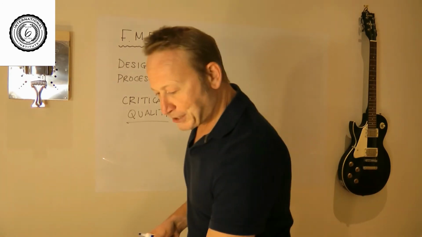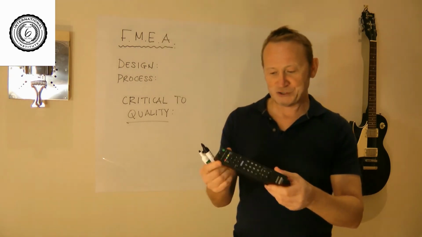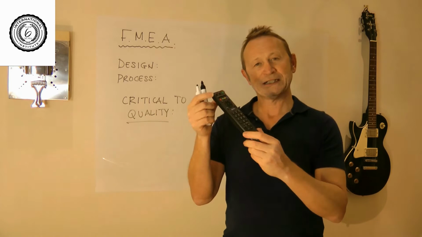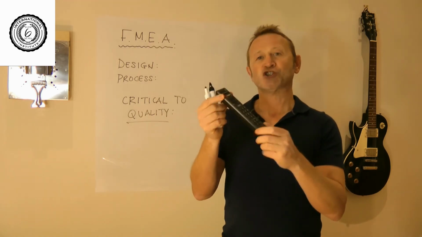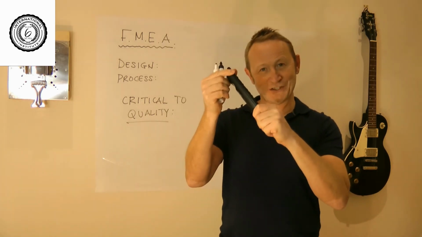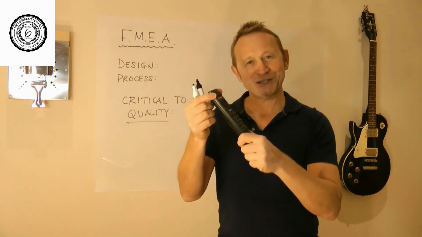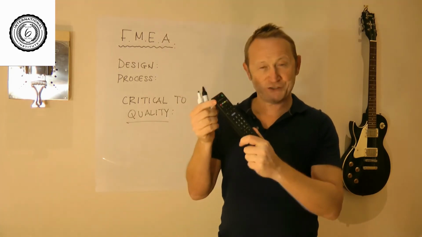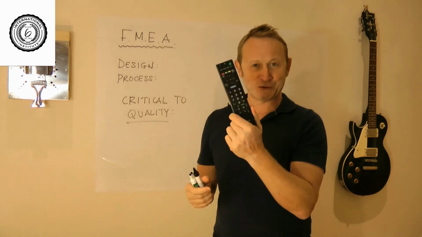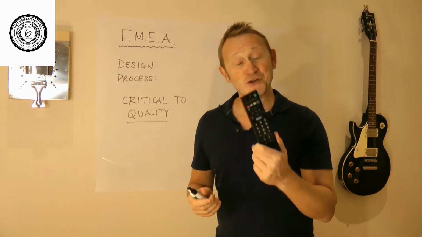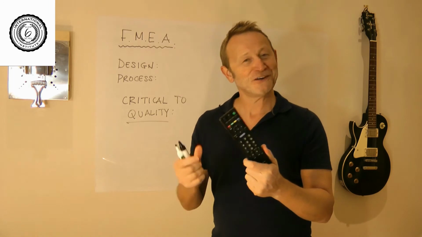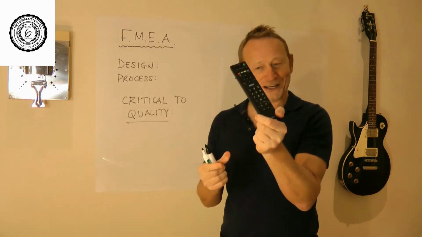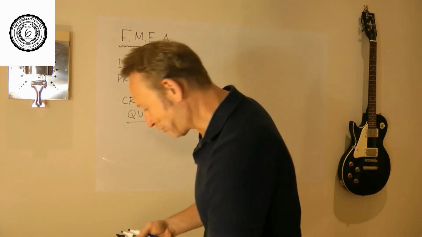So if we take our remote control and we say, okay, what's one of the things that's critical to quality about the remote control? And we'll say that it's strength. We need this thing to be strong. Why do we need it to be strong? Because some fat guy who's more interested in watching the football than looking at the remote control might come along and sit on it on the sofa. So we have to have a certain strength to this, okay? So that's the critical to quality.